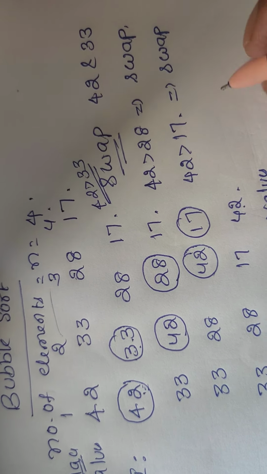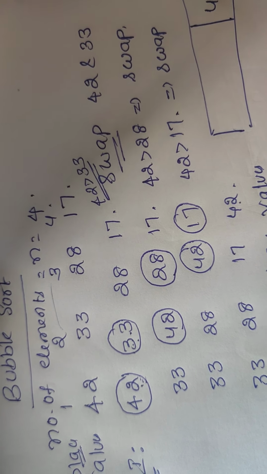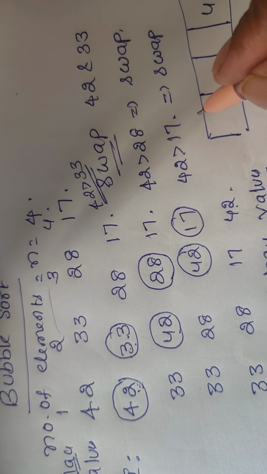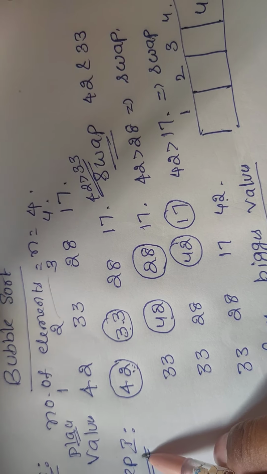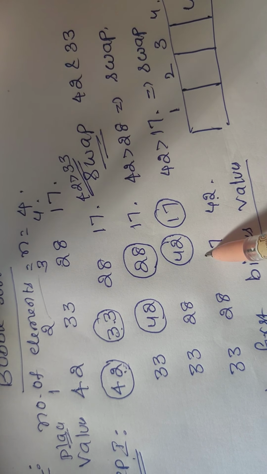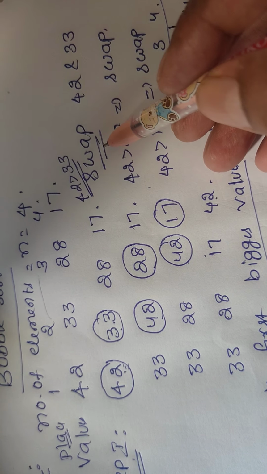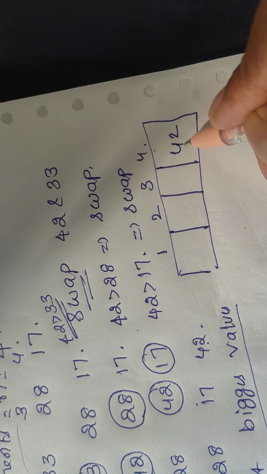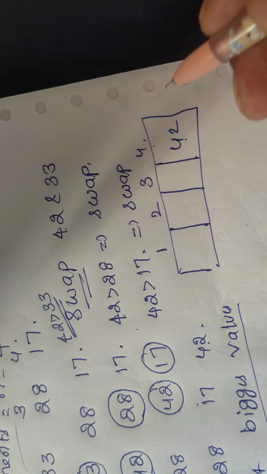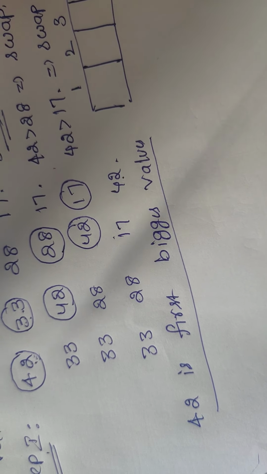So 42 is in the fourth place: first, second, third, fourth. By using the bubble sort technique, we can find the biggest value, or by using less than, we can arrange in descending order. The first biggest value is 42, so don't think about 42 once again. Next we take step 2.